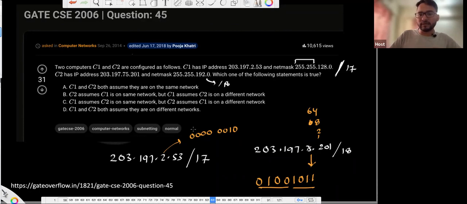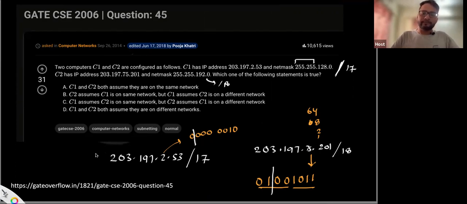So here 17 bits are fixed. So this is the network ID. So it should be 0. And here 18 bits are fixed. So it is 0, 1. Now, what does this mean? It is saying, see, there are two addresses that I have. Yeah, this question is a little interesting, I think. One is this one.